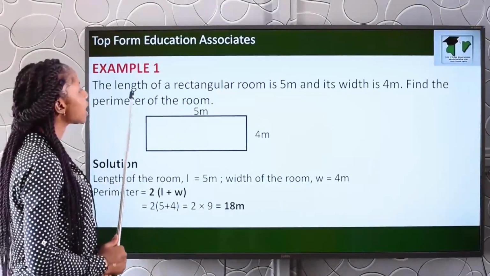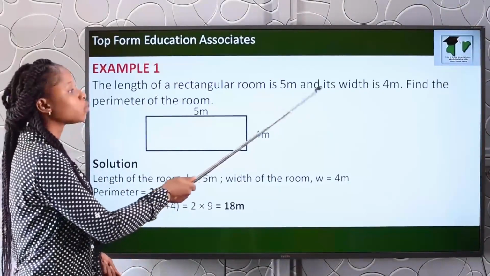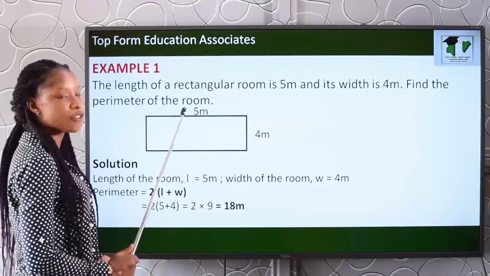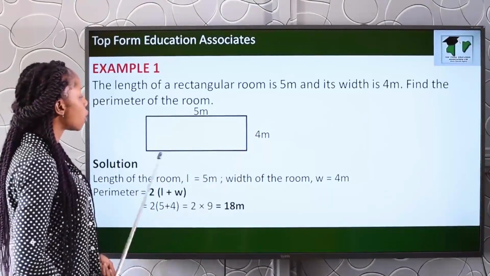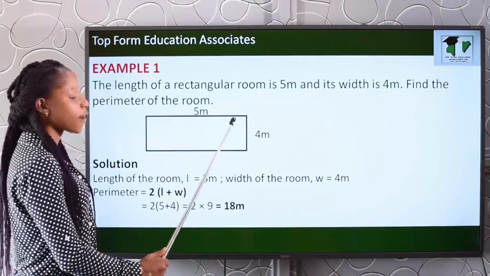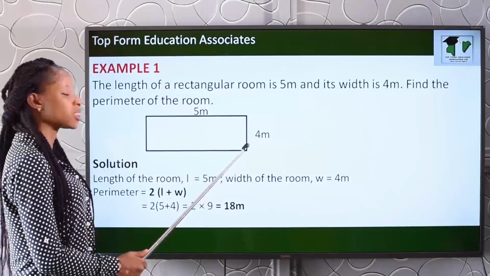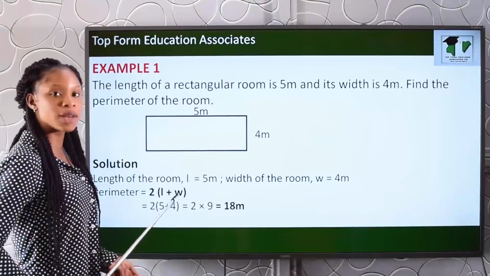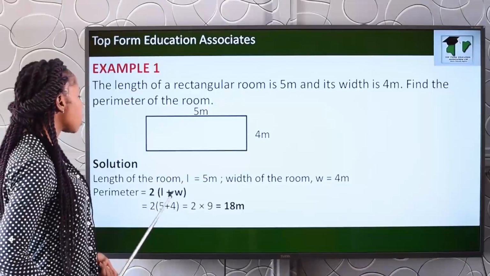Example 1. The length of a rectangular room is 5 meters and the width is 4 meters. Find the perimeter of the room. This is the rectangular room. This is the longer side, 5 meters, and this is the shorter side, the width or the breadth, 4 meters. Now, we've been given the formula for calculating the perimeter of a rectangle, and we said it is 2 times length plus width.